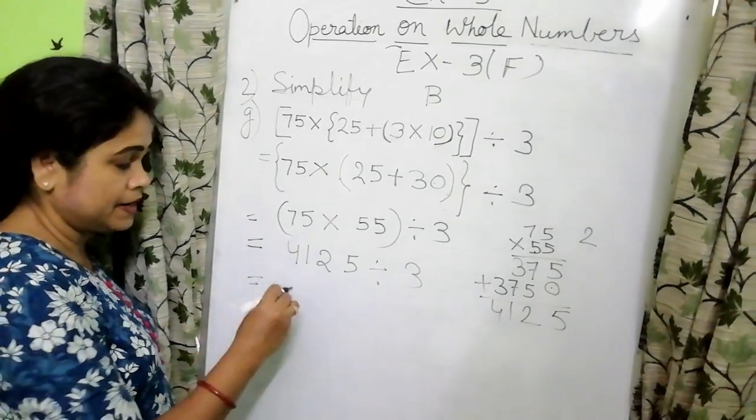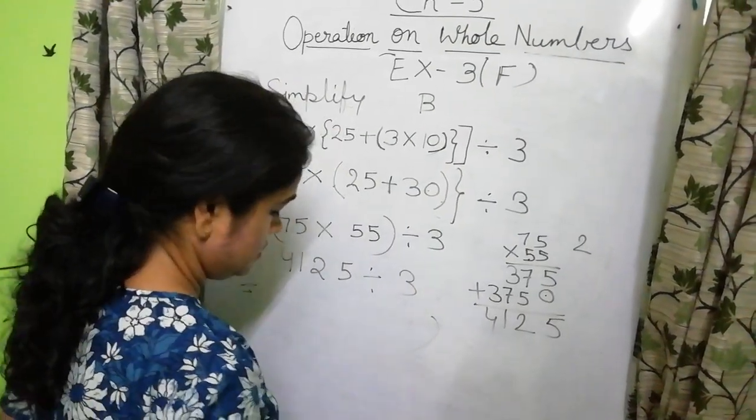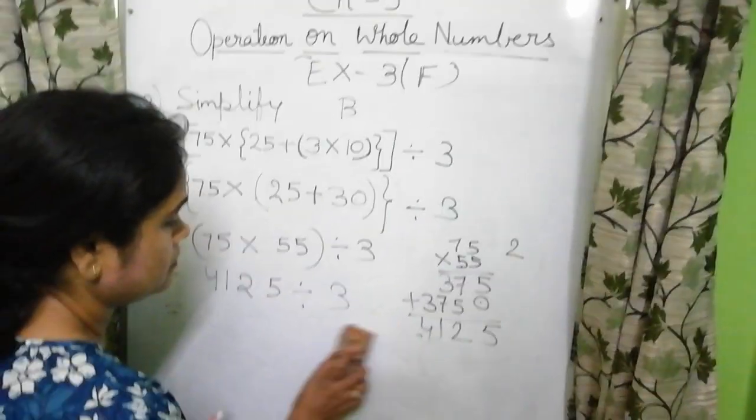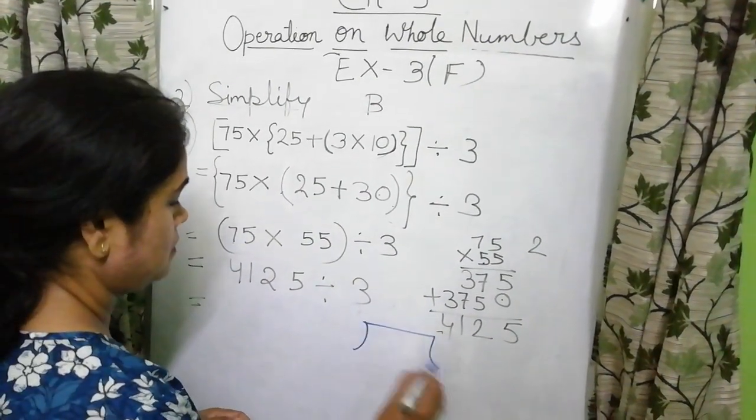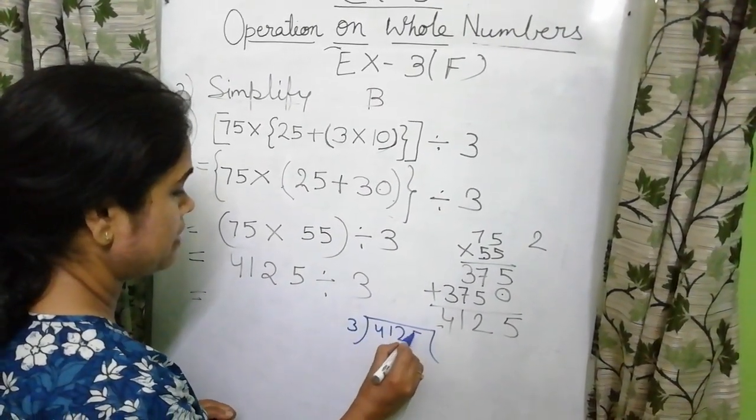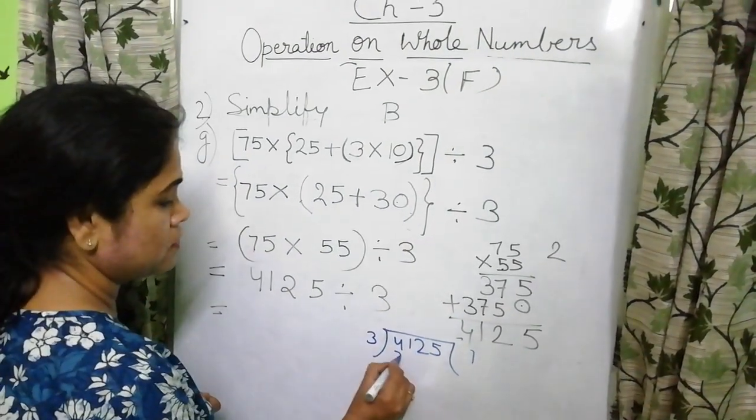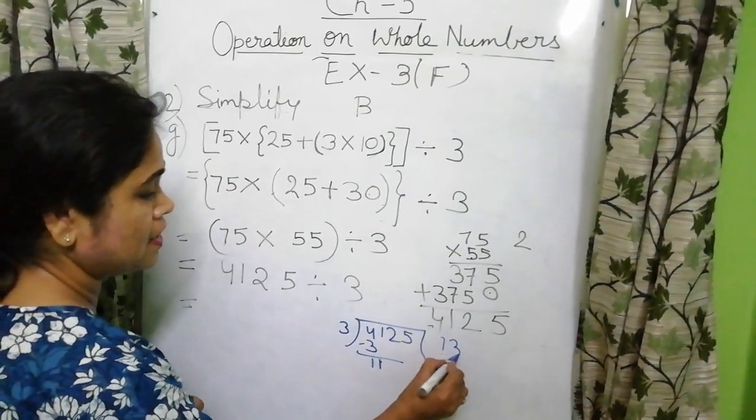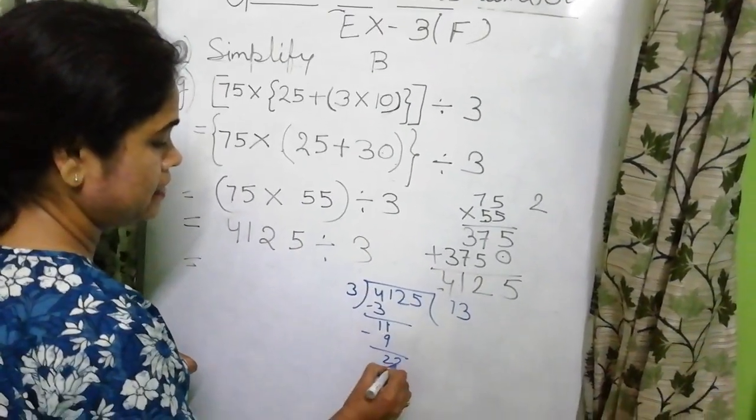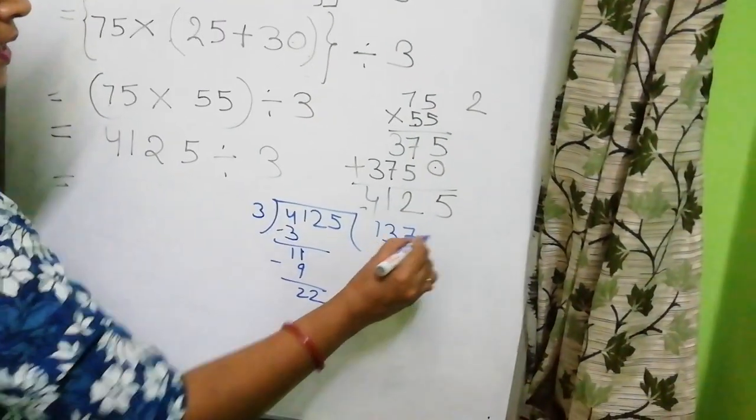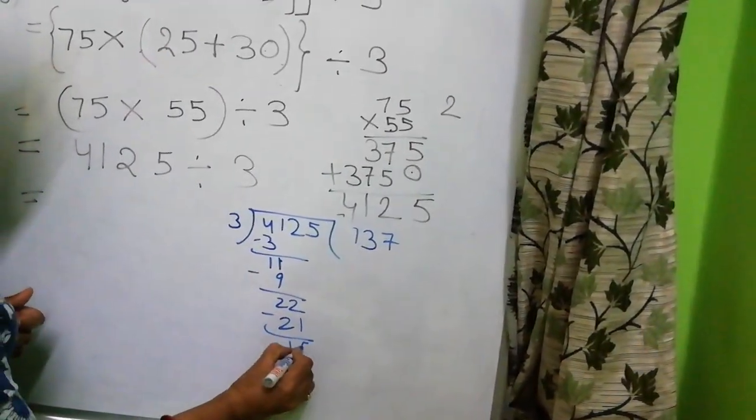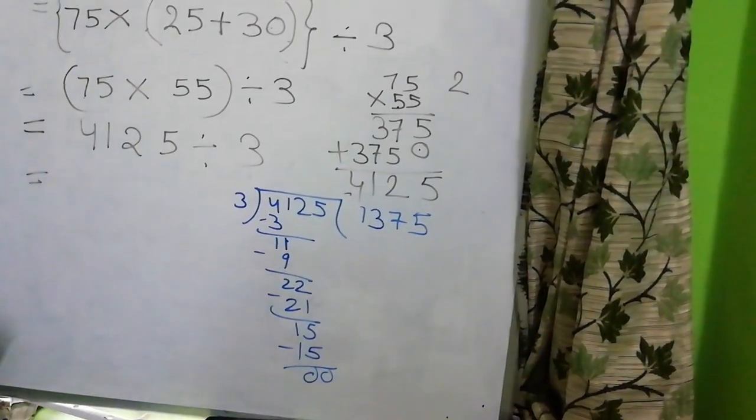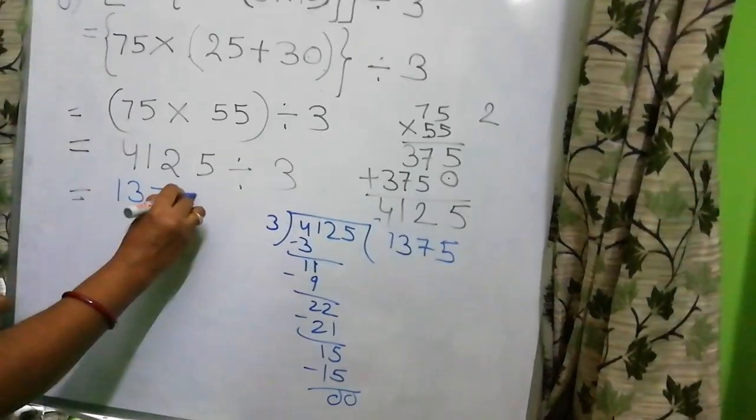Now we will have to divide this. 3 into 4125 I am dividing. So 3 ones are 3, 1 came and 1 we will bring down. So 3 3s are 9, 10, 11, 22, 3 7s are 21, 15, 3 5s are 15. So the answer is 1375.